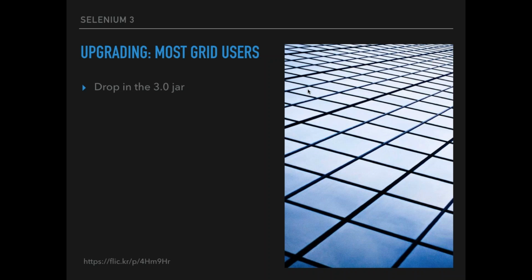And this is pretty handy. If you're a grid user and you're not doing anything sophisticated, if you're just using this hub node configuration, then all you're going to need to do is drop in the 3.0 jar and you're basically done. The standalone server continues to behave as it's done for quite some time in the Selenium 2.0 cycle, which is that the standalone server can act as a grid hub, a grid node, or just as a standard Selenium server, so you can do remote control of a Selenium instance. So yeah, just drop in the jar, try it out, see what happens. Again, bugs would be fantastic.